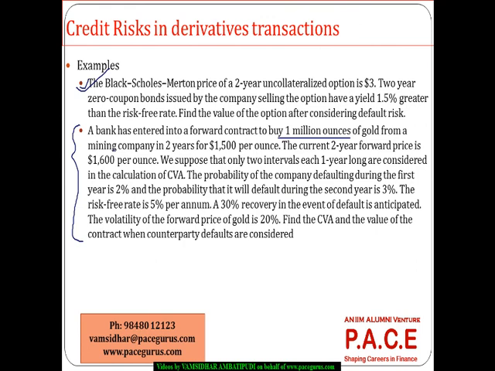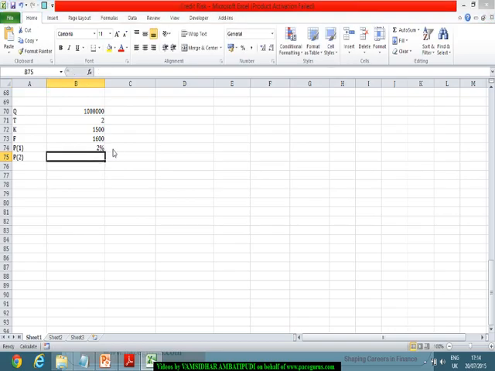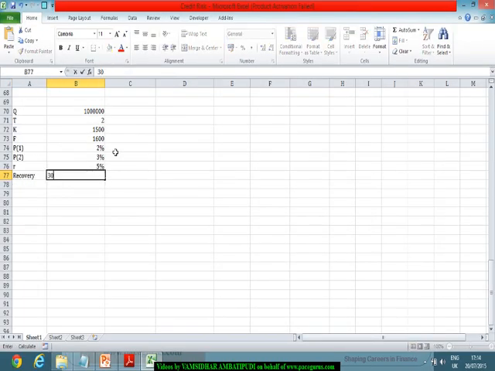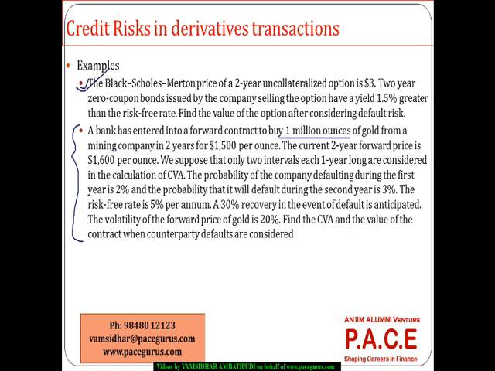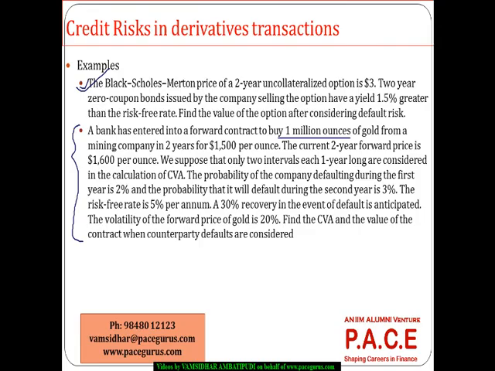We suppose that only 2 intervals, each 1 year, are considered in the calculation of CVA. The probability of the company defaulting during the first year is 2%. The probability of the company defaulting in the second year is 3%. The risk-free rate is 5% per annum. A 30% recovery is expected in case of a default. The volatility of the forward price of gold is 20%. Find the CVA and the value of the contract when the counterparty default is considered.